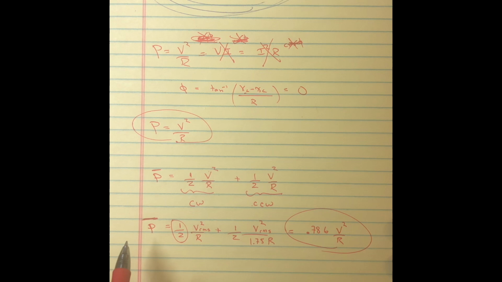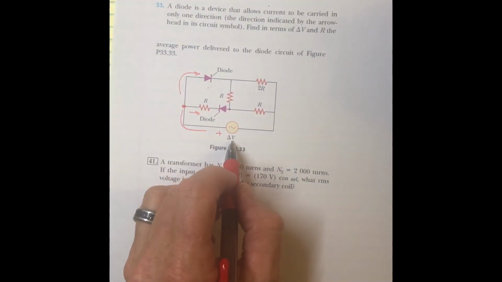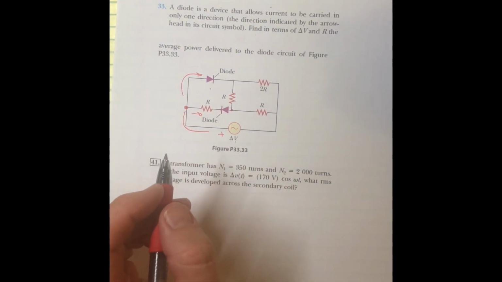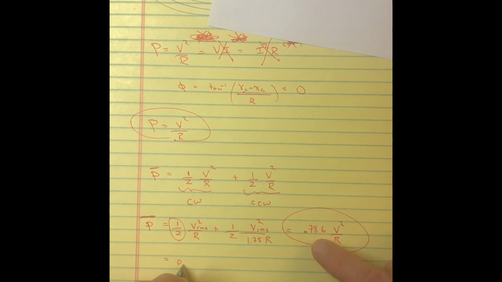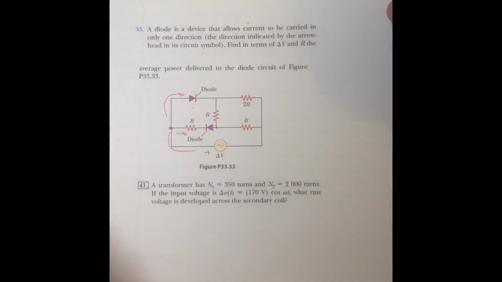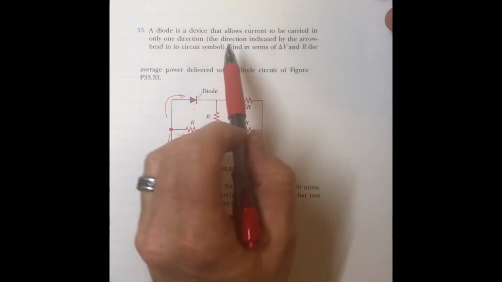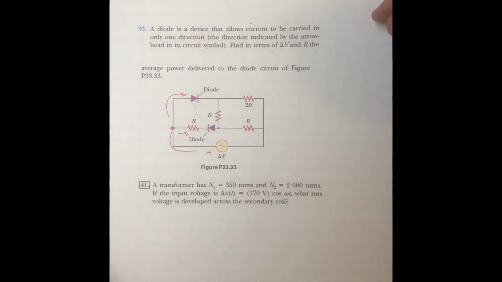That's what I wanted to say. And if they mean delta V is the RMS, which I think they do, then okay, this would be 0.786 delta V squared over R. And of course, we can't get any numbers out of this because they didn't give me any voltage or current, so I just got to put it in symbols. Like they say, find in terms of the average power delivered to this diode circuit.